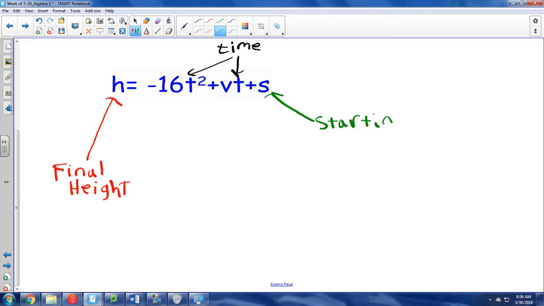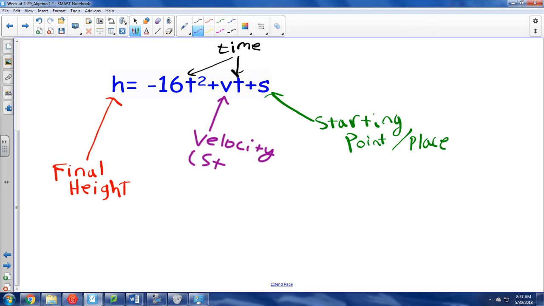Starting point, or place, if you like. Starting point or starting place. Okay? And lastly, what do you think the V stands for? Velocity. And it's also the starting velocity, okay? Because the velocity will change if you drop a penny, it gets faster and faster as it falls, okay?